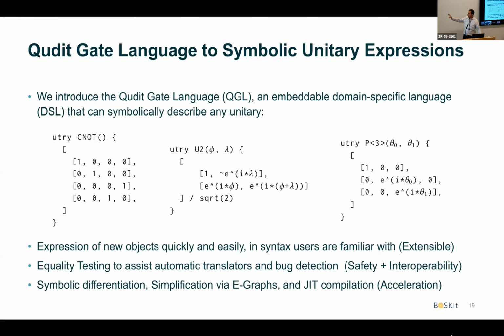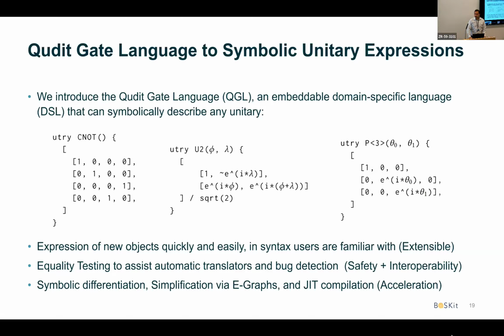So we have this Qudit Gate Language that we propose as part of this package. Here's a couple examples of what that syntax might look like. You can define constant gates. There's a CNOT, very simply. You just define the matrix. Here's a parameterized gate. You can also do qudits, hence the name Qudit Gate Language and OpenQudit. You just specify the radix of each qudit in your system. In this case, this is a qutrit phase.